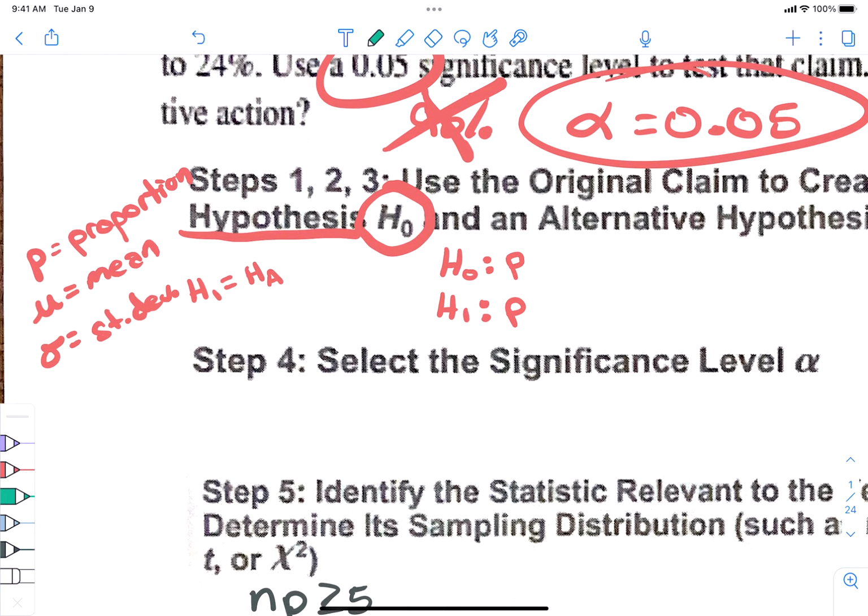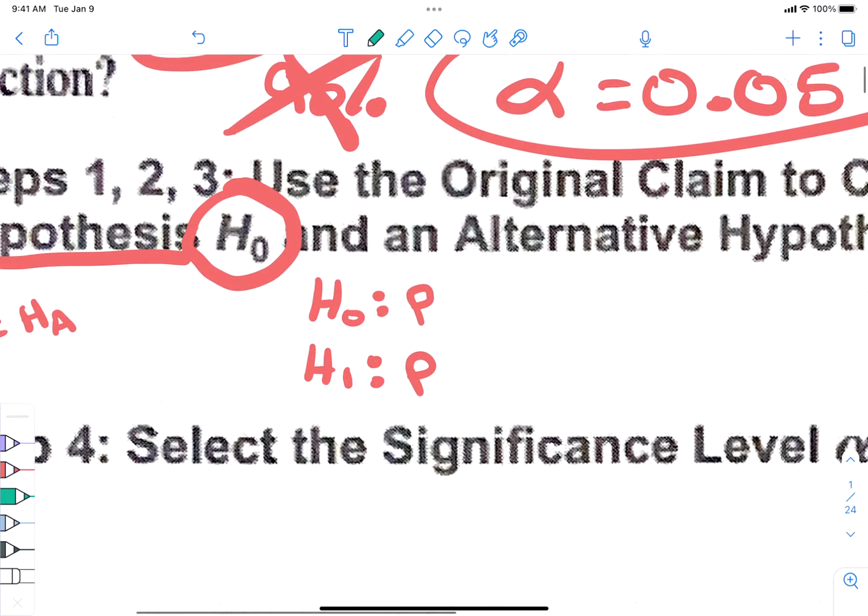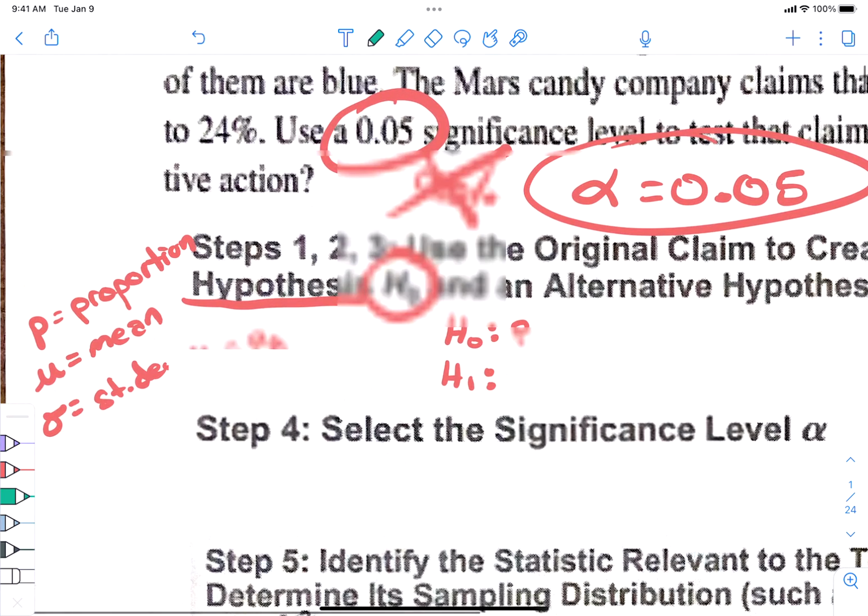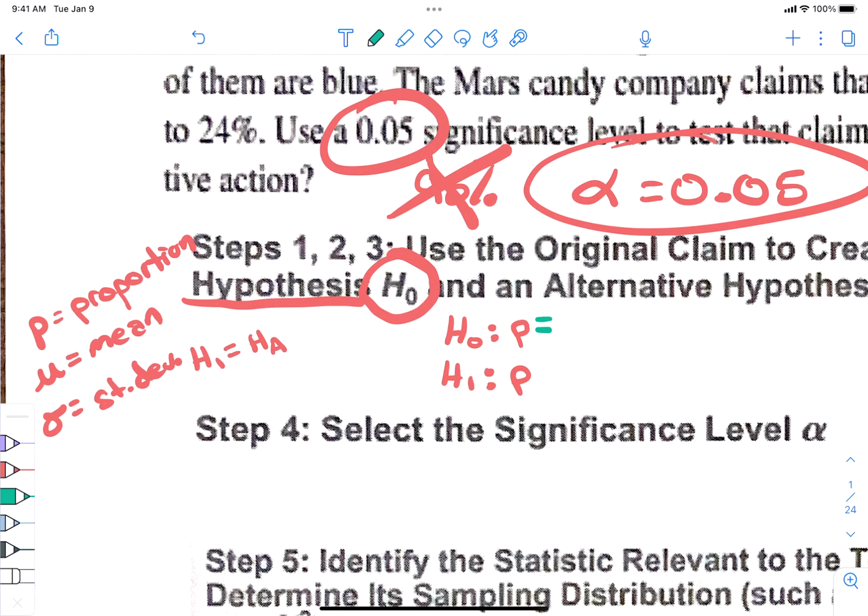And here is the rule. Your null hypothesis will always be P equals something, right? Your alternative hypothesis is what the difference will be, okay? So the candy company is claiming that P is equal to how much? 0.24. So we're going to go along with that.